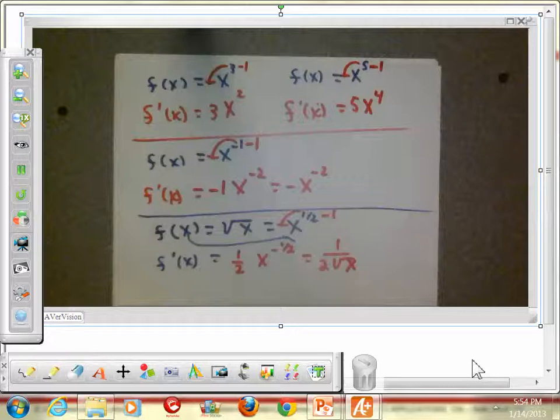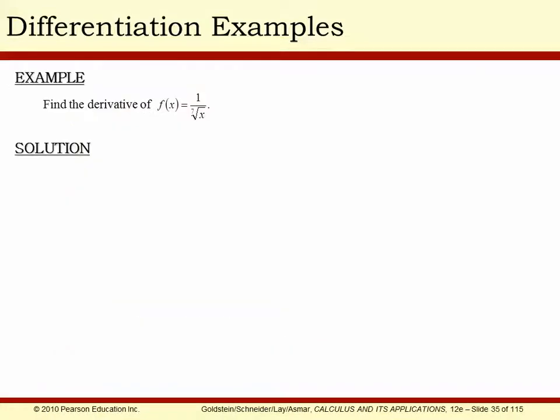But the general idea, if it's written as an x raised to an exponent, bring the exponent in front, subtract 1 from the exponent. If it's not x raised to an exponent, then at this point what you'll probably have to do is rewrite it as something raised to an exponent. Okay? So that's what we're doing here.